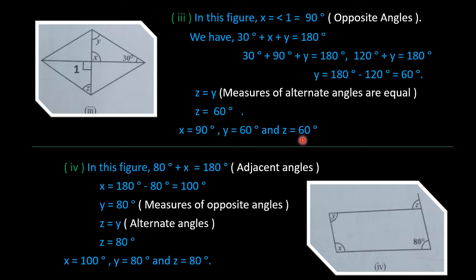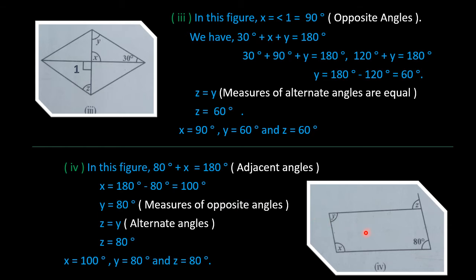Now in the next figure, given a parallelogram and it has x, y and z. First let us find x. And you know children, x plus 80 degree is equal to 180 degree because they are the adjacent angles of the parallelogram. And therefore x equals 180 minus 80 degree equals 100 degree.